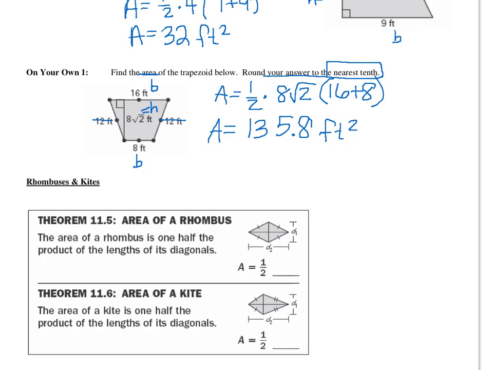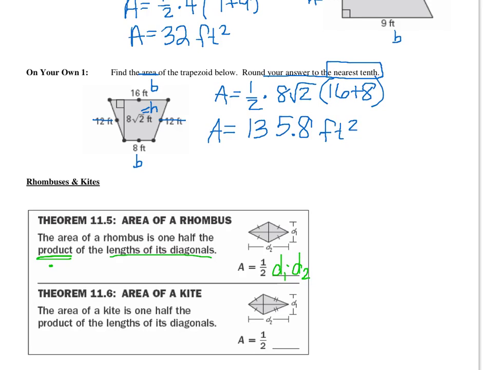So let's look at rhombuses and kites next. For rhombuses and kites, theorem 11.5, the area of a rhombus, says the area of a rhombus is 1/2 the product of the lengths of its diagonals. So product means multiply the length of the diagonals. So area equals 1/2 d1 times d2.